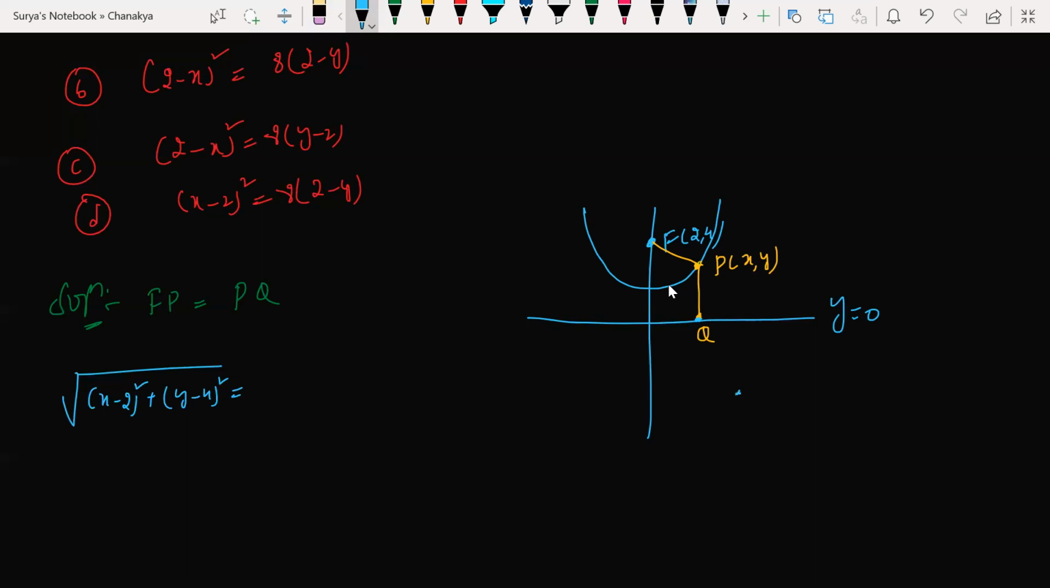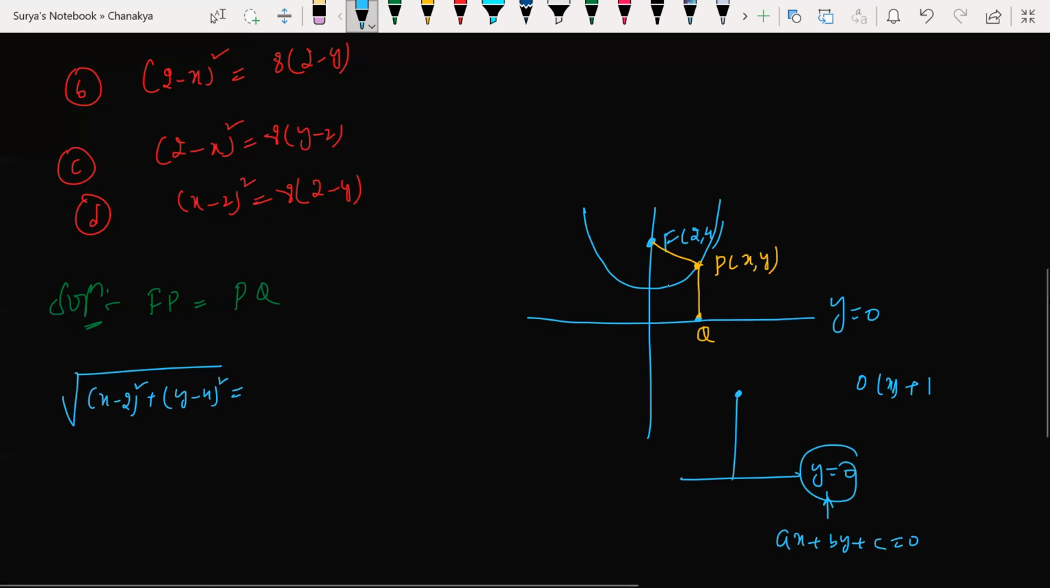This is my point. What is the distance of this point from this line? This line is y is equal to 0. What is the formula I have to use here? Modulus of a into x1 plus b... I mean, a we don't have here. What is the a value here? If I compare this line with ax plus by plus c is equal to 0, what is the a value? 0. The b value is what? 1. Am I correct? Yes or no?